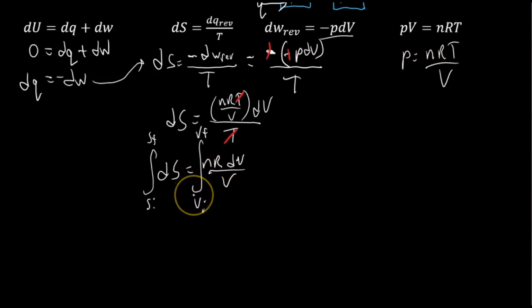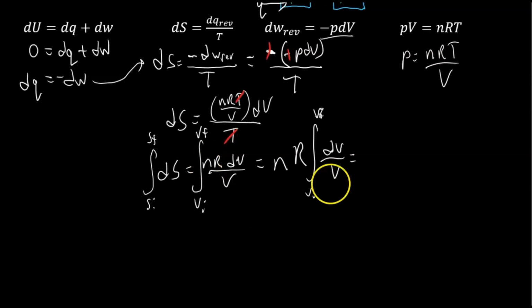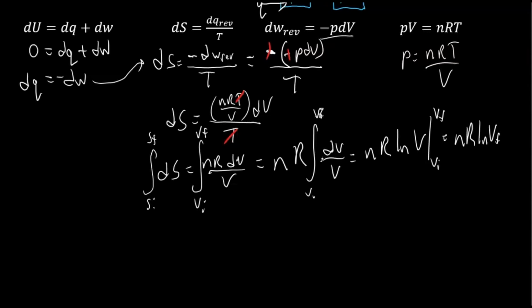To evaluate this integral, it's not too bad. n and R are both constant because we're not injecting more gas or removing gas, so we're just left with the integral from V1 to V final of dV over V. And this is just the ln of V. So nR ln of V from V1 to V final, which is equal to nR ln V final minus ln V initial.